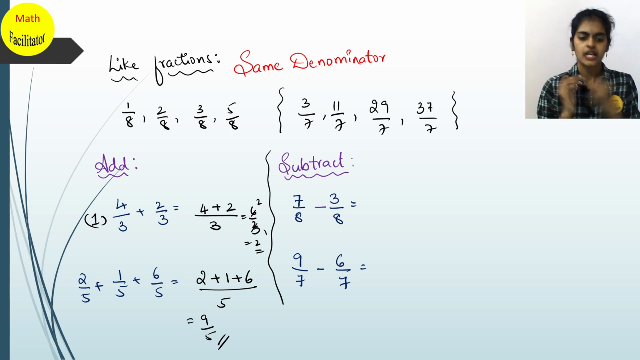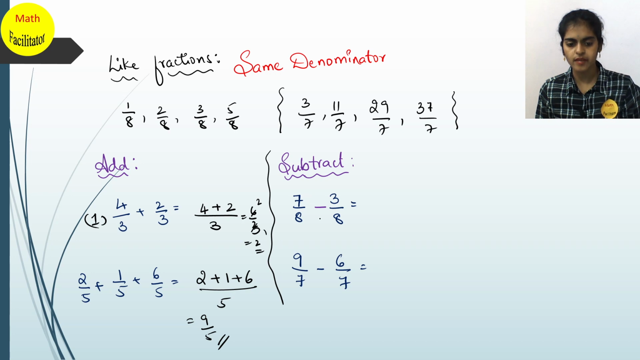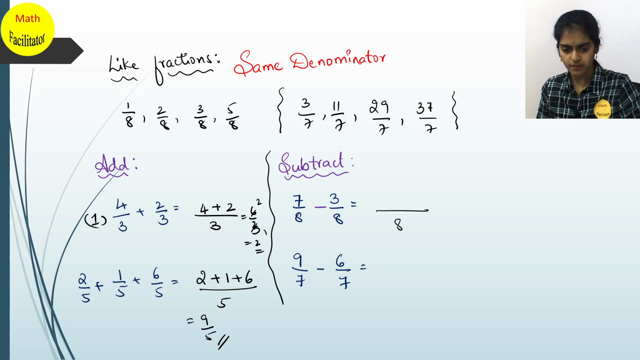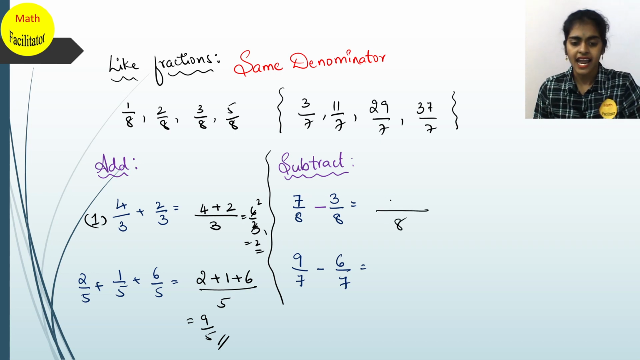As simple as that. So let's move on to the subtraction. Subtraction is also the same. What will you do? 7 upon 8 minus 3 upon 8. Denominator is same. Write the denominator as 8. And numerator you will write as it is, 7 minus 3. Okay, you have 7 minus 3. Write it. 7 minus 3 is 4 divided by 8.